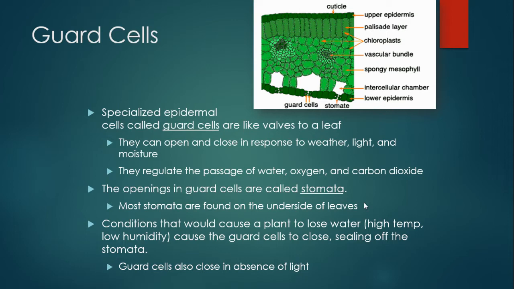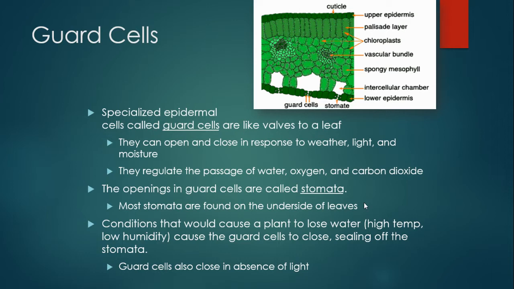The openings in the guard cells are called the stomata, and most stomata are found on the underside of leaves. And that is because if water is going to be coming out of these guard cells, you want to have the least amount of water leaving as possible, so you want it to not be facing the sun. Conditions that would cause a plant to lose water are high temperature and low humidity. And most of the time your guard cells are at this point going to close, which would seal off the stomata, and they're also going to close in the absence of light.